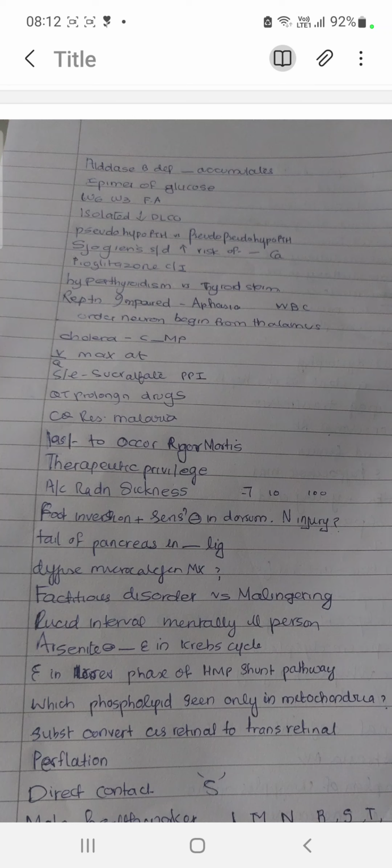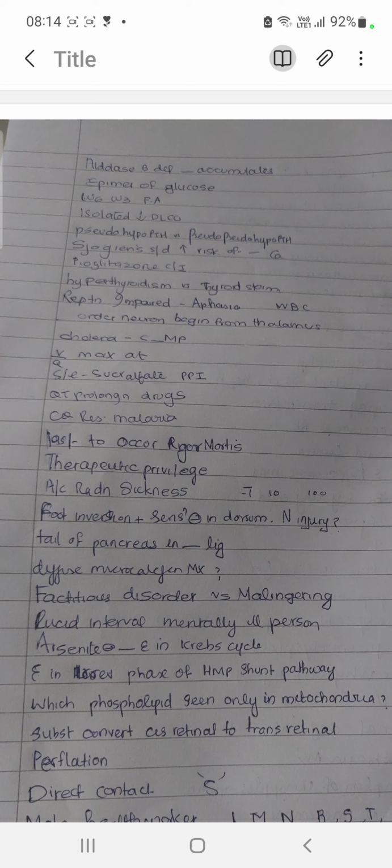Sjogren syndrome increases the risk of marginal B-cell lymphoma. Then pioglitazone contraindication. So in Sjogren's it is mainly diffuse marginal B-cell lymphoma, especially MALToma, and it is involving CD4 T cells. Pioglitazone contraindication: there will be water retention, so contraindicated in cardiac failure, and pioglitazone is causing bladder cancer, and it is hepatotoxic also.